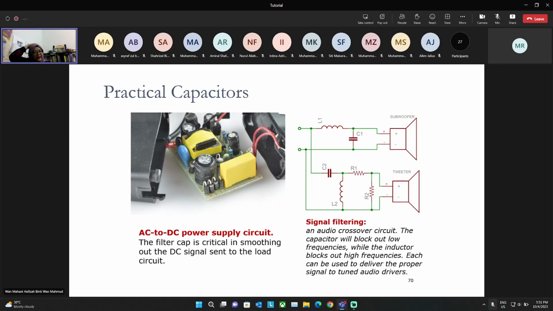What else? Okay, these are some of the applications. It can be used for AC to DC power supply. You nak ubah daripada continuous power supply kepada DC. Okay, daripada sinusoidal, you nak jadikan dia straight line. Capacitor is needed for you to control, to remove the ripple. Ini you belajar dekat subjek, if I'm not mistaken lah, ECAT nanti, Electronic Circuit Analysis and Design.